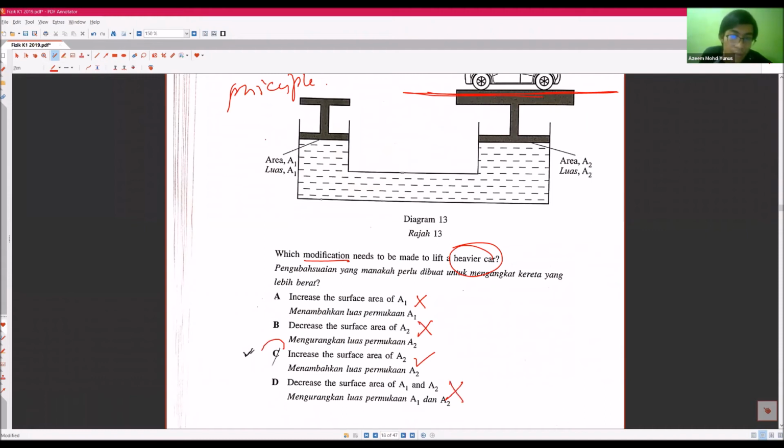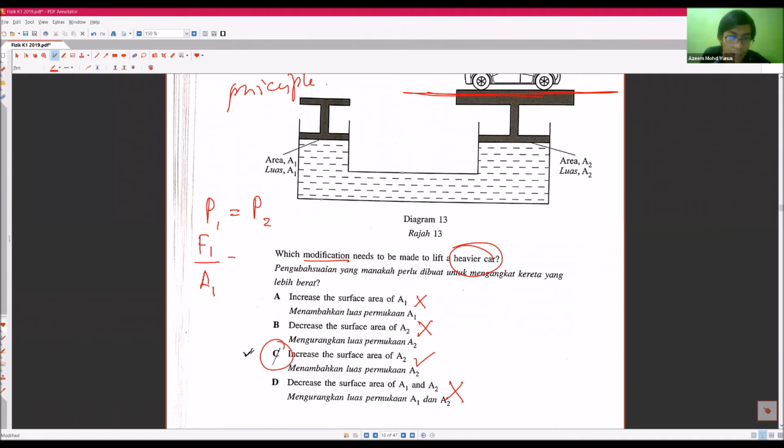So why do we need to increase surface area A2? Let's do this over here. This is basically the simplest form of Pascal principle. The pressure at 1 must be equal to the pressure at 2. So the formula for pressure is F over A.